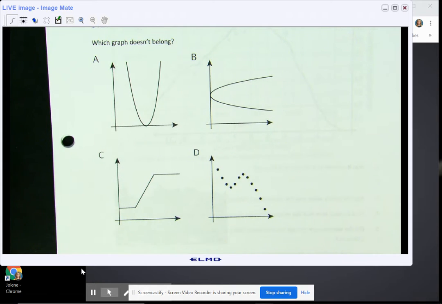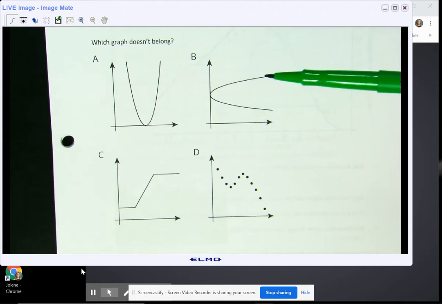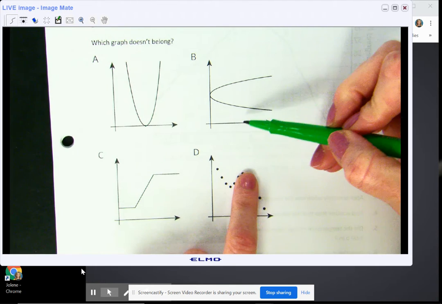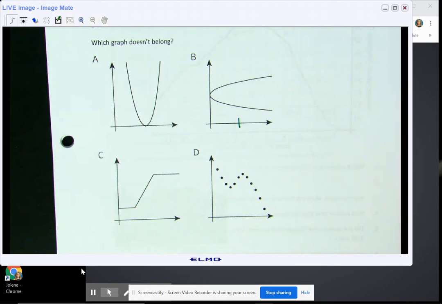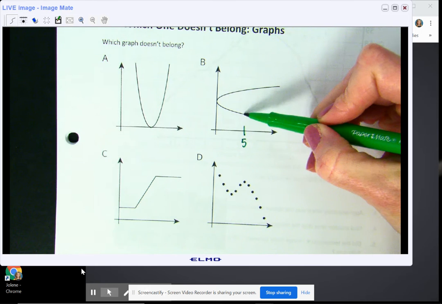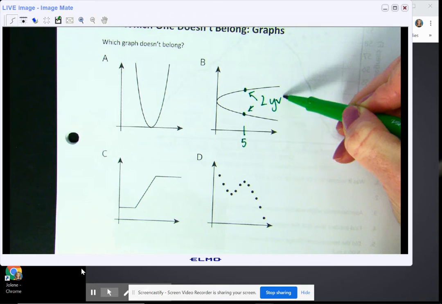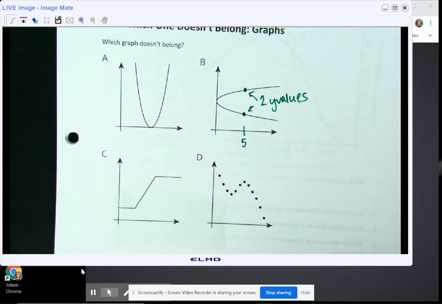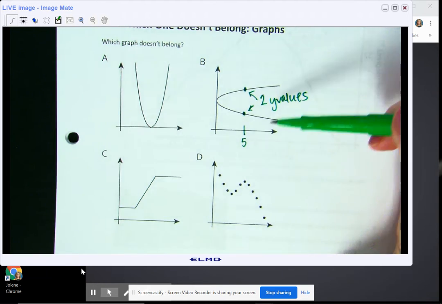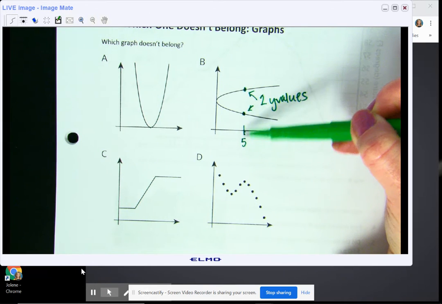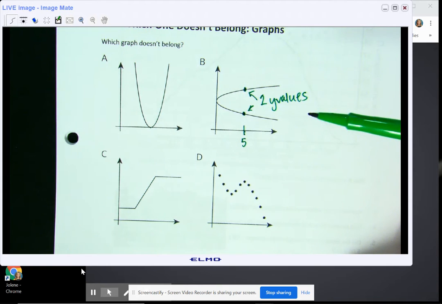Okay, so for B, we have 2 outputs for an input. So for example, you said, what if x was 5? That was your example, right? So if I said that was my x value of 5, it would have 2 y values, right? Which means this would not be a function because I inserted a 5 into the machine and got one number, and then I inserted a 5 into the machine and got a different number. Not a function. Okay, so B was a big one.